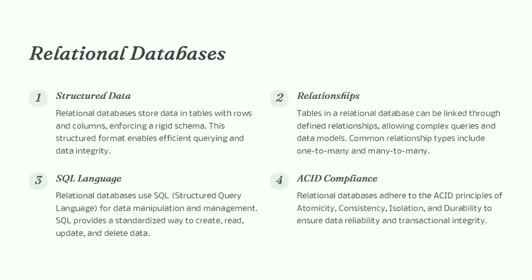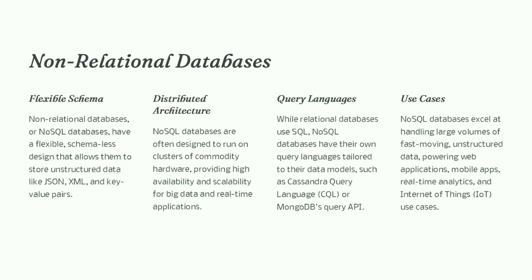Relational databases adhere to the ACID principles of atomicity, consistency, isolation, and durability to ensure data reliability and transactional integrity. NoSQL databases have a flexible, schemaless design that allows them to store unstructured data like JSON, XML, and key-value pairs.